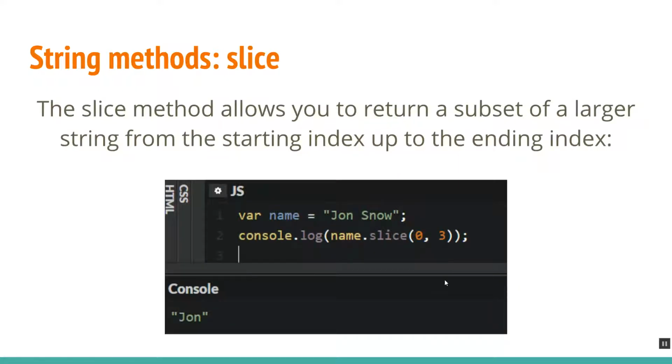Another cool one is slice, and slice returns a subset of a larger string. So for example, if I just wanted to cut off the first three characters, I could pass it the starting index of 0 up to the ending index. So I'm passing it 0 and 3, and that's bringing me the first 3 characters here in my string. You don't have to start with 0. You could pass it like 4 through 8 to get the last 4.